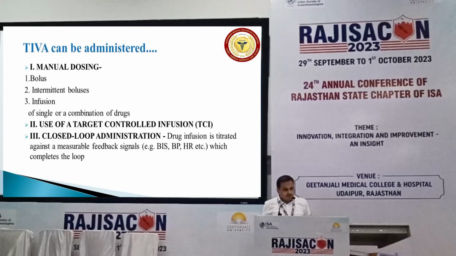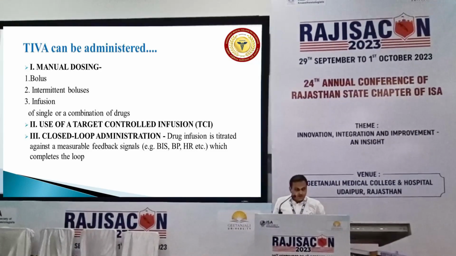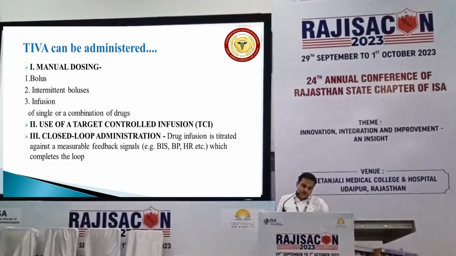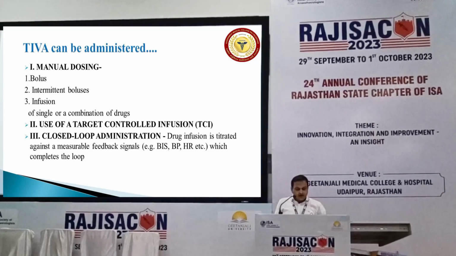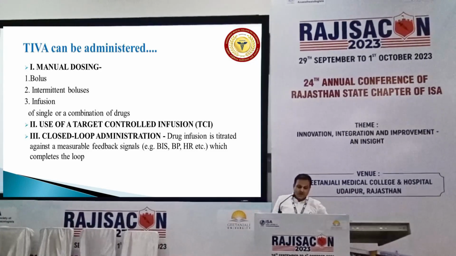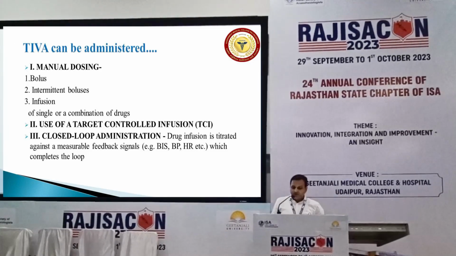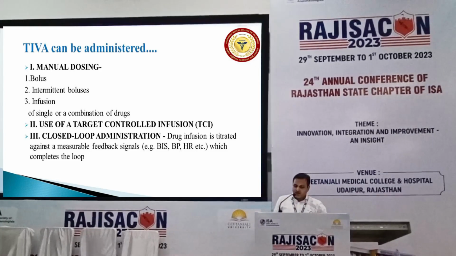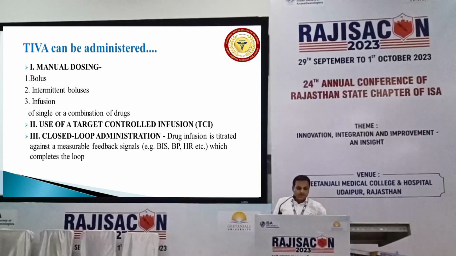TIVA can be administered by manual dosing, bolus, intermittent boluses, or infusion of a single drug or a combination of drugs. The second way of drug administration is the use of target controlled infusion, that is TCI, and the third, most sophisticated way of drug administration is closed loop administration. Drug infusion is titrated against measurable feedback signals like blood pressure and heart rate, which completes the loop.